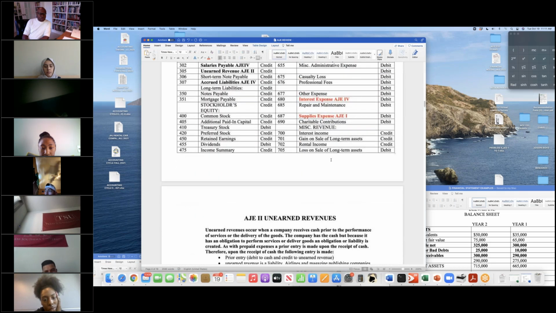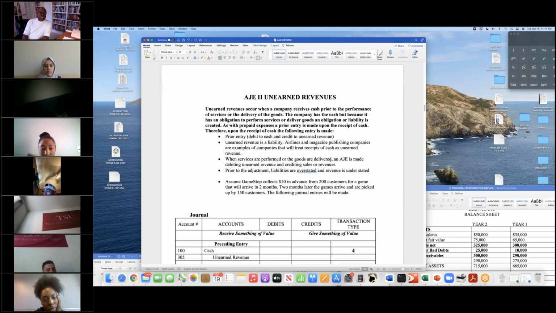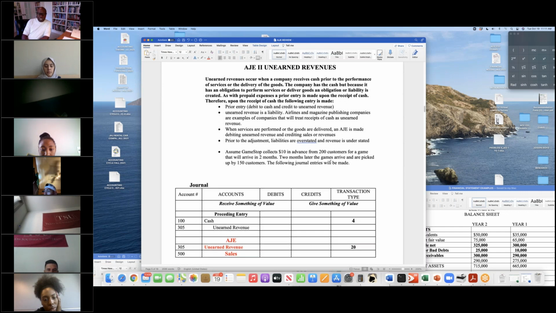Now we're going to go through and look at unearned revenues again briefly. Remember, everybody is responsible for unearned revenues and supplies. Everybody is responsible for knowing how to do that. We said unearned revenue occurs when a company receives cash prior to the performance of the services. The company's got the cash, but it can't recognize revenue until it has performed the services or delivered the goods.